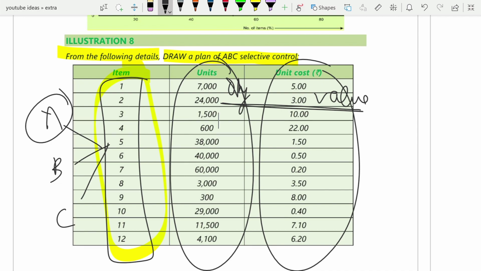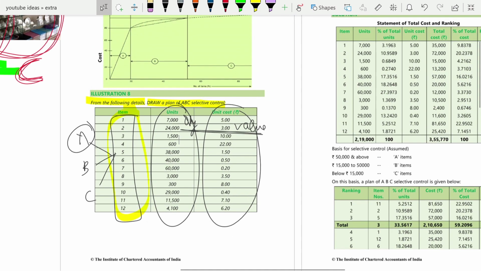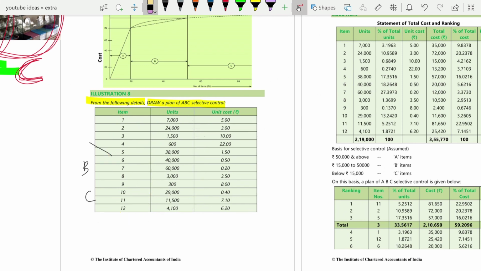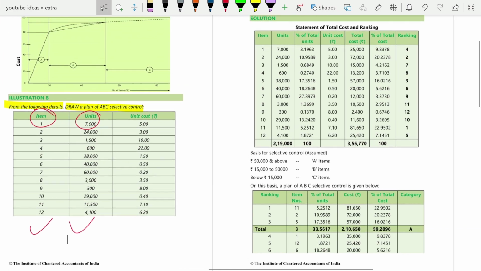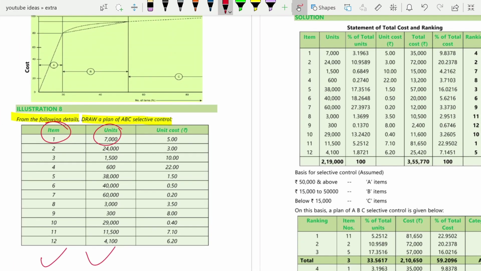Okay, so now how we are going to do that is what I'm going to tell you. First, you have to start with the format. You have to take all the items and all the units and make these two columns here also, item and unit. The same columns you can copy-paste here.